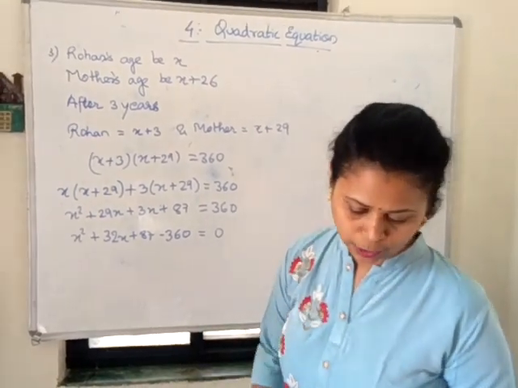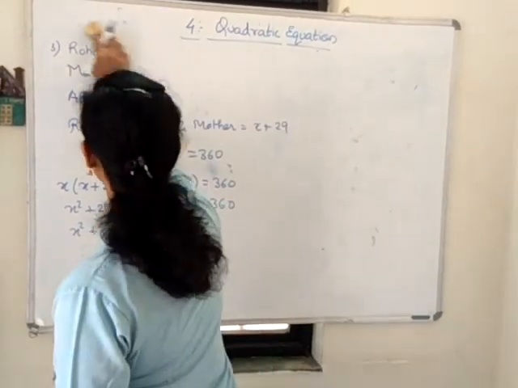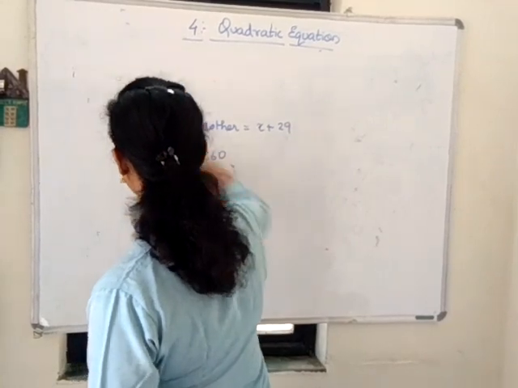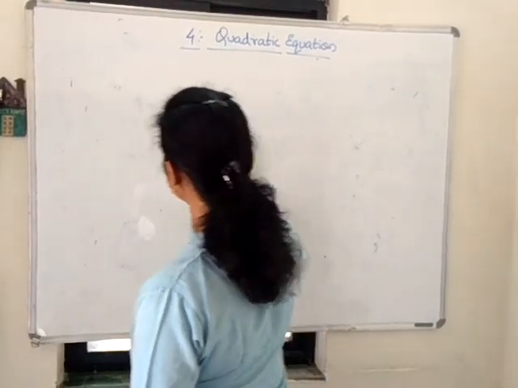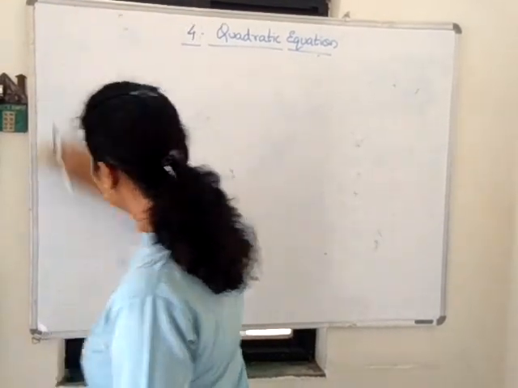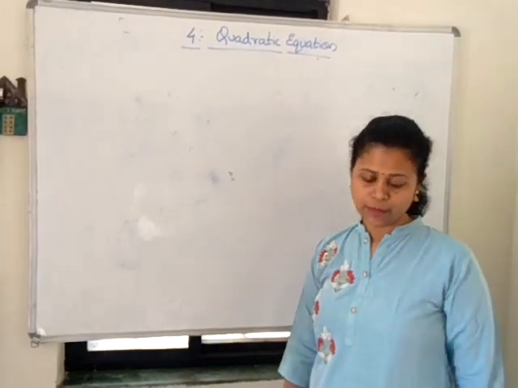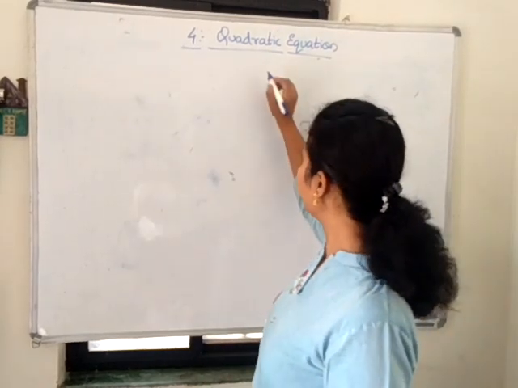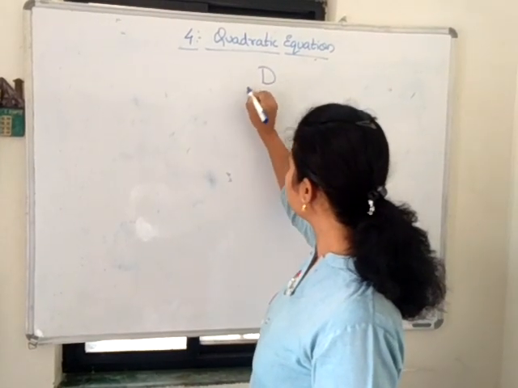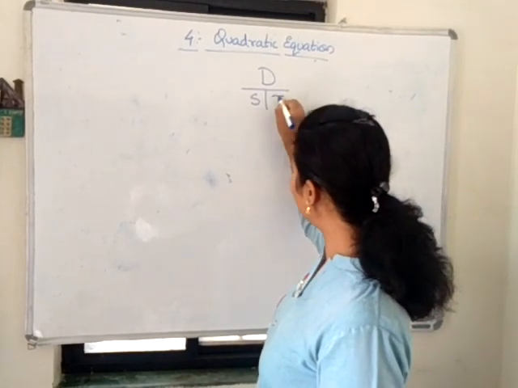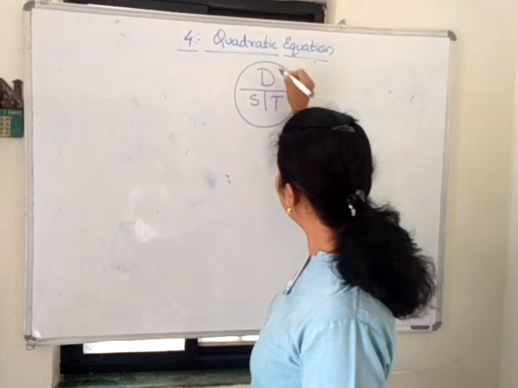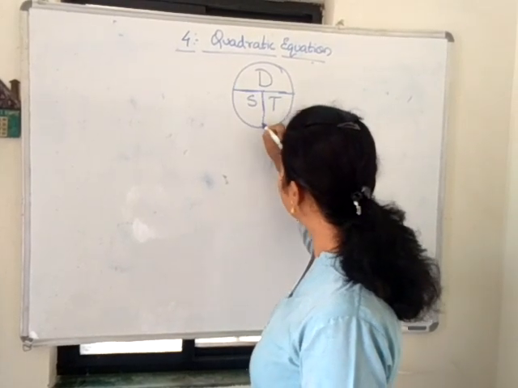Now the last one. The last one is a little tricky because when it is about distance and time, it becomes difficult for us to make the equations. So before that, you have to remember, for anything which is distance and time, this is the shortcut formula for you to remember. What is it?